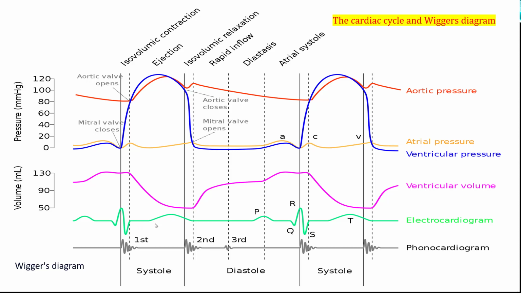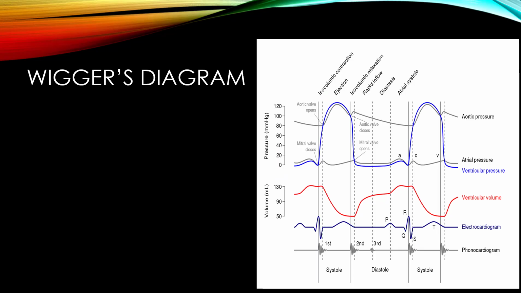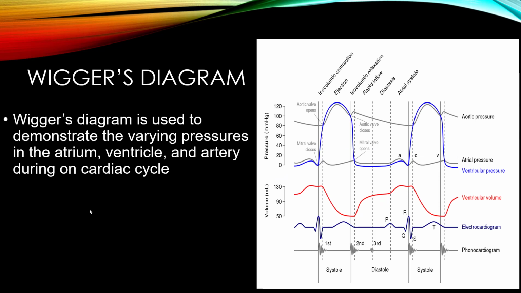The other things here are the ECG graph and the first, second, and third heart sounds, which are produced during the cardiac cycle. So let's discuss them in detail. Wigger diagram. The Wigger diagram is used to demonstrate the varying pressure in the atrium, ventricle and artery, the aorta, during one cardiac cycle. This whole diagram shows the changes, or the events, which occur during one cardiac cycle.